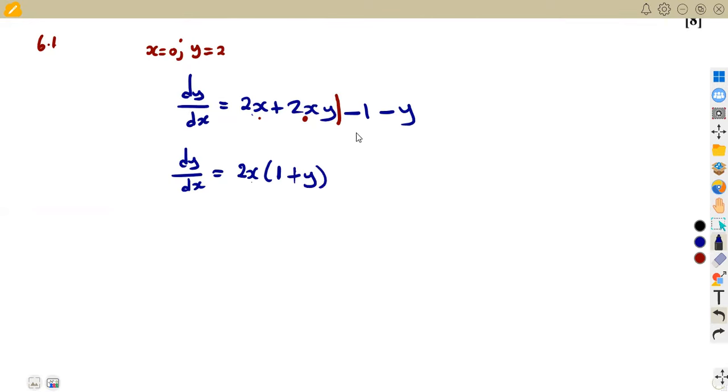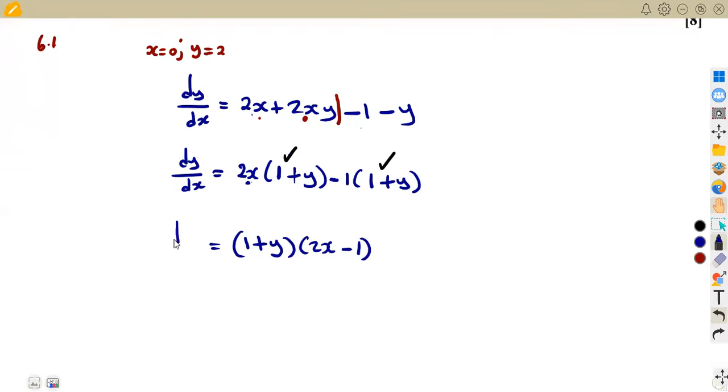So on these 2 terms, we are supposed to factor out a common term so that we remain with the bracket of 1 plus y. We're going to factor out -1 so that y also becomes positive. Since the bracket 1 plus y is common, we factor it out. So if we factor out 1 plus y, we remain with 2x on this part and we remain with the -1. This is what is going to represent your dy/dx.